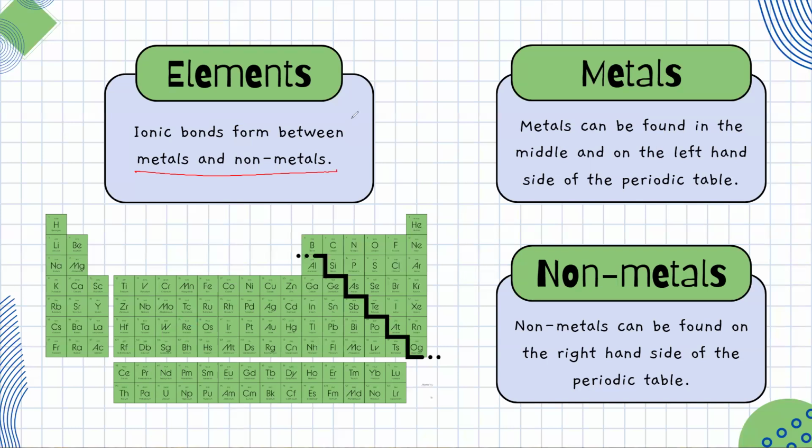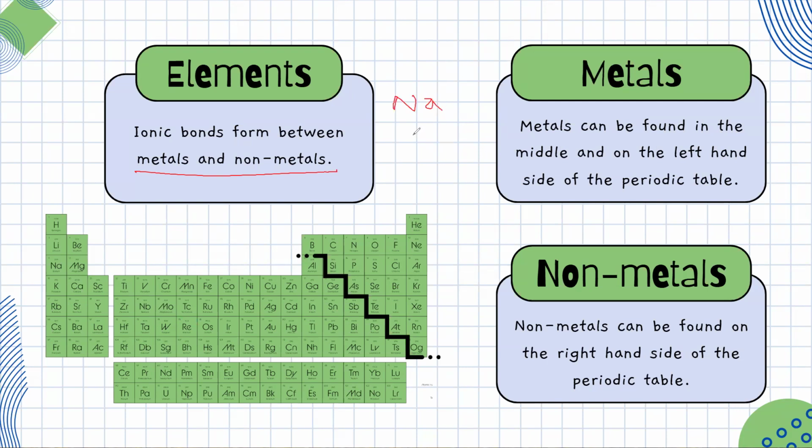Can you give me an example of a metal that you know? Hydrogen. Beautiful. No, no, hydrogen is not a metal. You can't classify hydrogen as a metal. Give me another example. Sodium. Thank you very much. Sodium. That is Na.